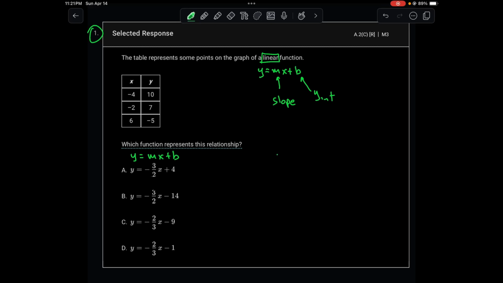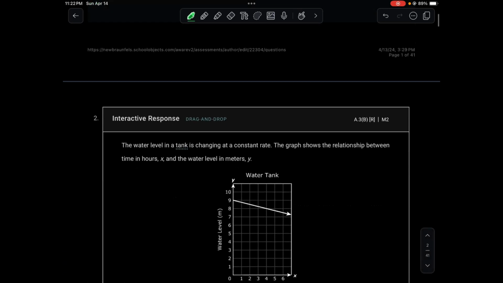Let's see. We have y equals mx plus b, with m equal to negative 3 over 2 and b equal to 4. So we get y equals negative 3 over 2x plus 4. If we look to the left, it's option A. Let's go to the next one.